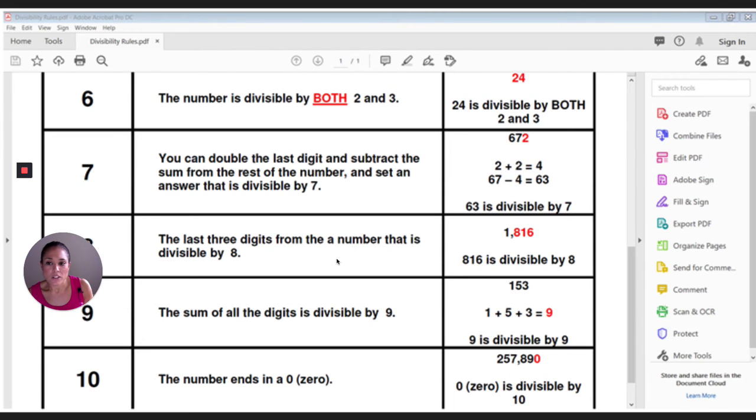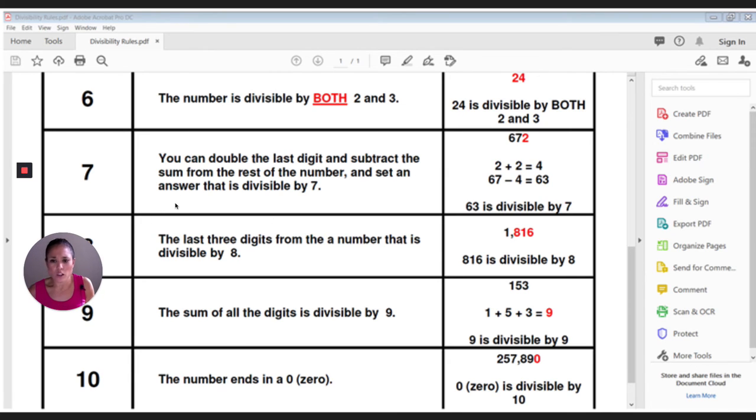6. A number is divisible by 6 if the number is divisible by both 2 and 3. So that's really important to remember because it has to be divisible by both. So the number 24 is divisible by both 2 and 3. 2 goes into 24 12 times, and 3 goes into 24 8 times. Okay, so it is divisible by 6.